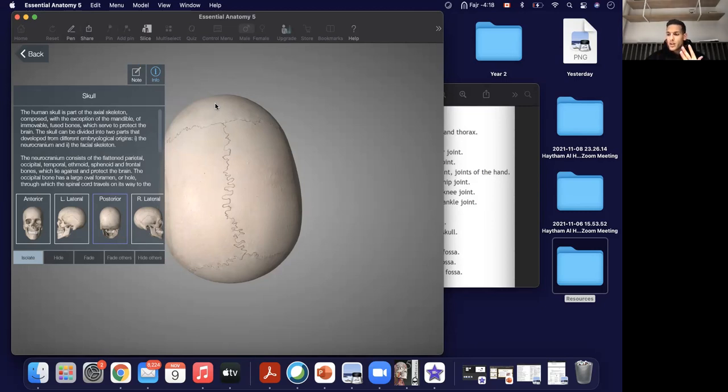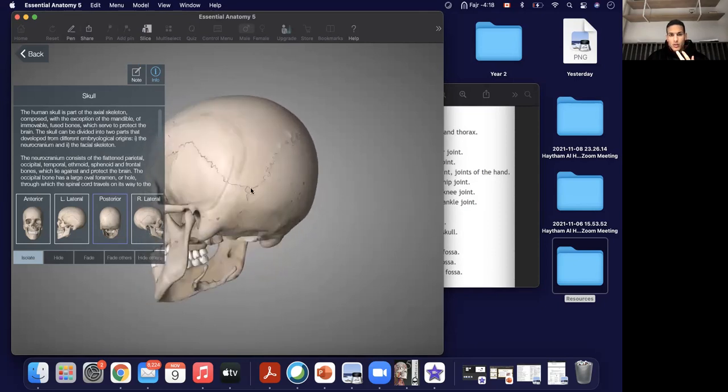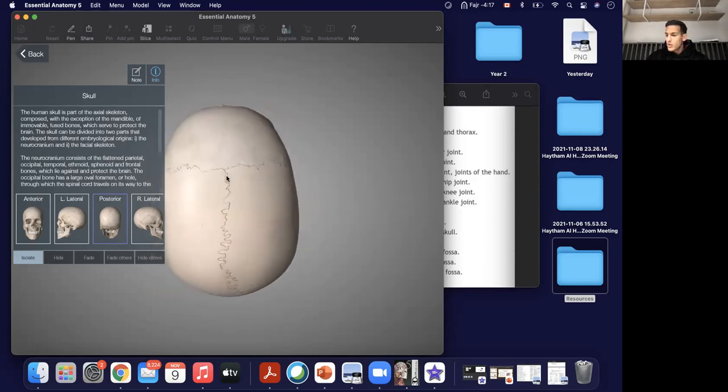There are the fontanelles. The anterior fontanelle is in this region, the posterior fontanelle will be in this region, the sphenoidal fontanelle in this region, and the mastoid fontanelle in this region. You have to know that the anterior fontanelle is located between the frontal and parietal bones, at the sagittal and coronal sutures, and closes by month 12 to 18.